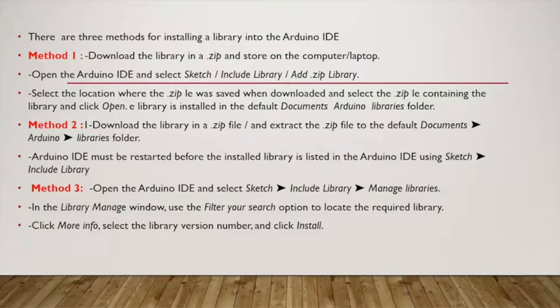There are three methods for installing a library into Arduino. You should all know all three methods, because each time you need to use a different method. The first method: download the library as a ZIP file and store it in the computer. Open the Arduino. From Sketch, include library, add ZIP library, and just select the ZIP file.